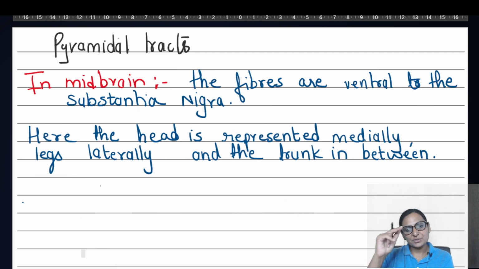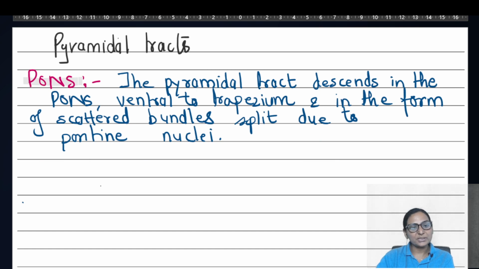After the internal capsule, it is going to pass through the midbrain, where the fibers are ventral to the substantia nigra. The presentation over here is that the head is presented medially, the legs are presented laterally, while the trunk is in between. So head is medial, leg is lateral, and in between there is the trunk. After the midbrain, it is going to be the pons.